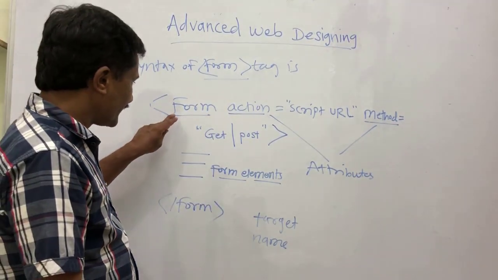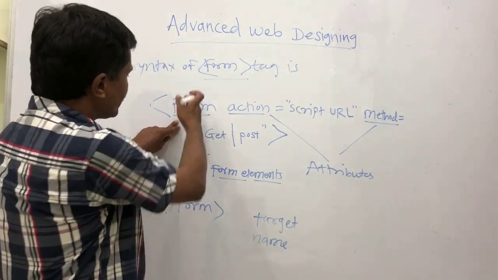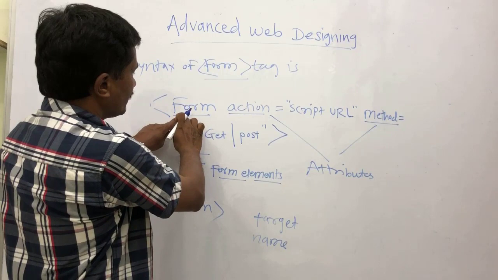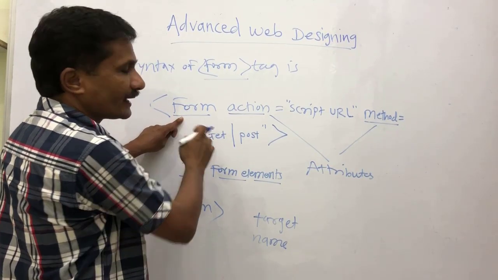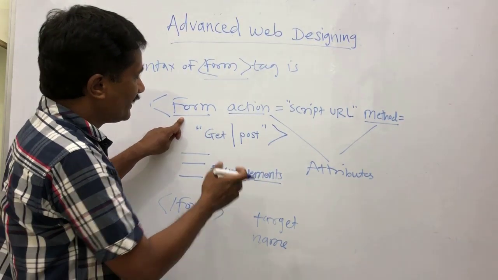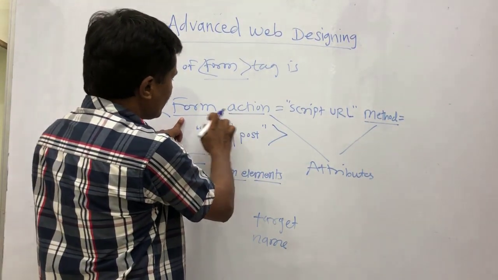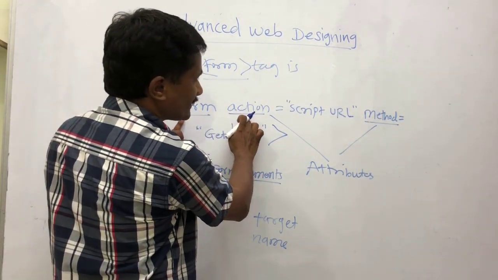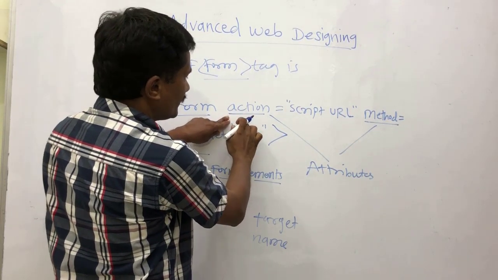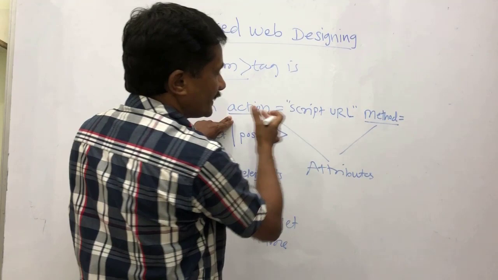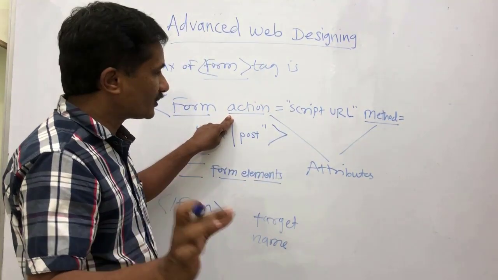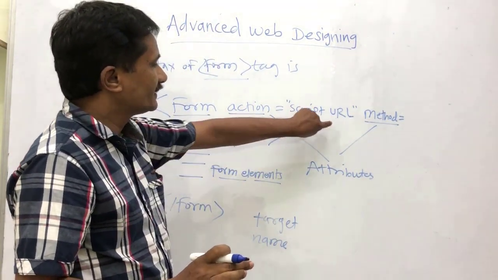Here I explain again the syntax of the form tag. Form is the tag. Using this form tag you can create the HTML form. In this form tag you can use some form attributes. First attribute is the action. Action is equal to script URL. You can put the path of the URL in this section.